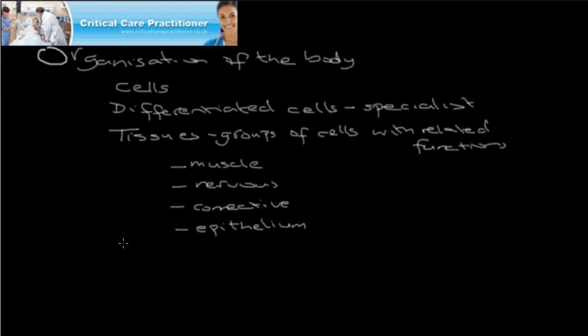So up from tissues, we've then got organs, and these form functional units. So an example of that is the kidney. And obviously we could talk about the heart and the lungs, etc.